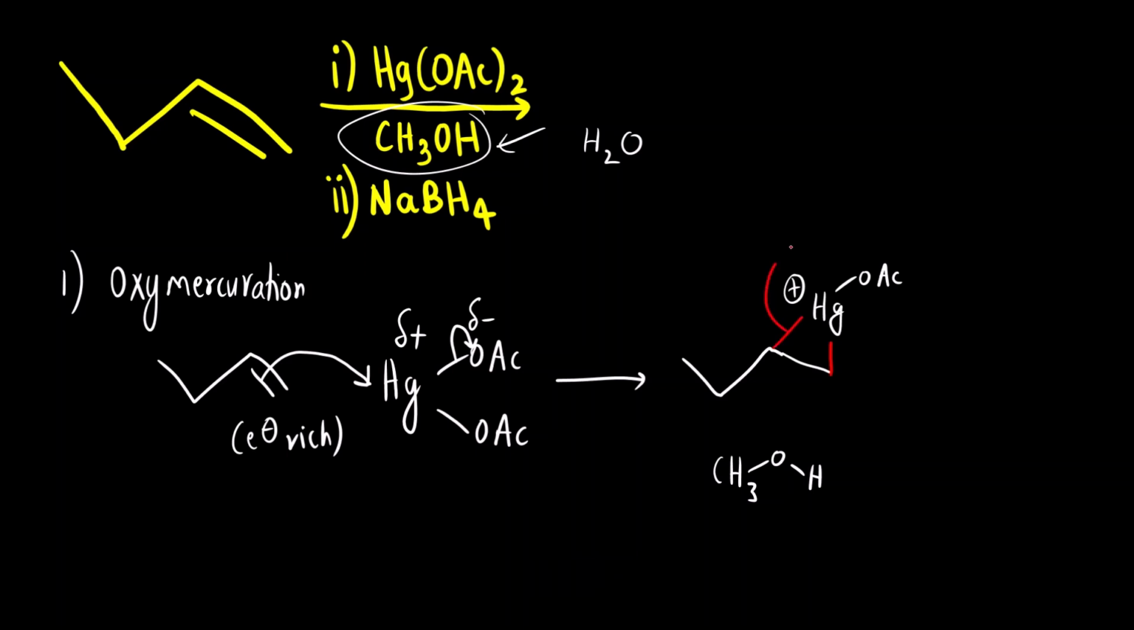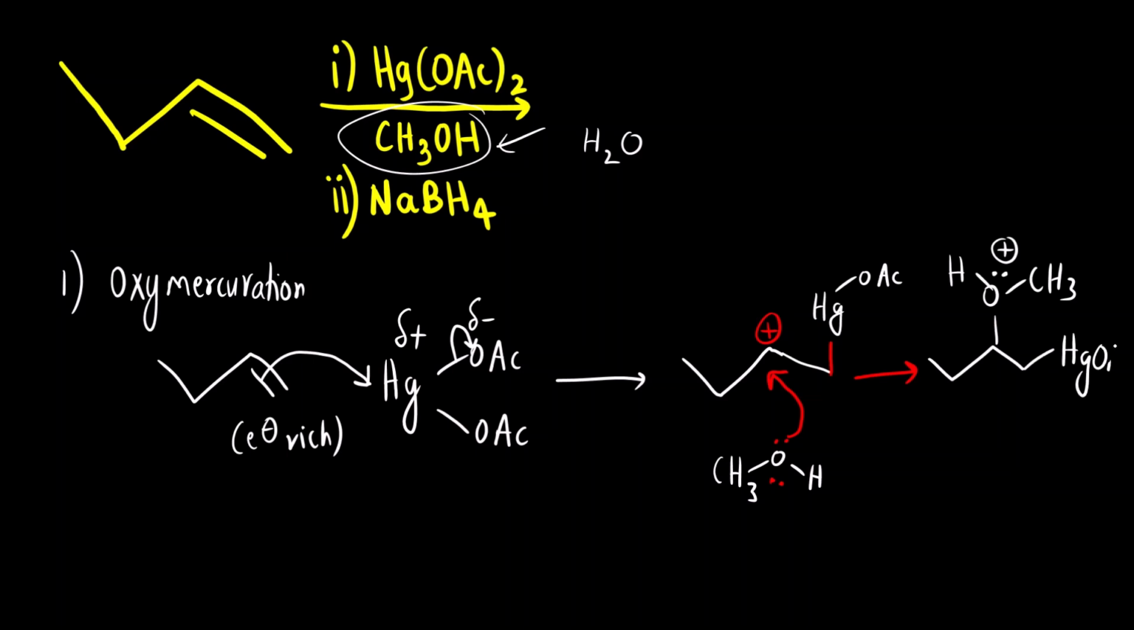This bond will break and its electrons will be given to mercury. And why does this bond break? Because a secondary carbocation is formed, and electrons were transferred to mercury. So now oxygen has a lone pair. So this will attack here. What we get is O, CH3, H, oxygen still has one lone pair, positive charge. And here there is the HgOAc group.